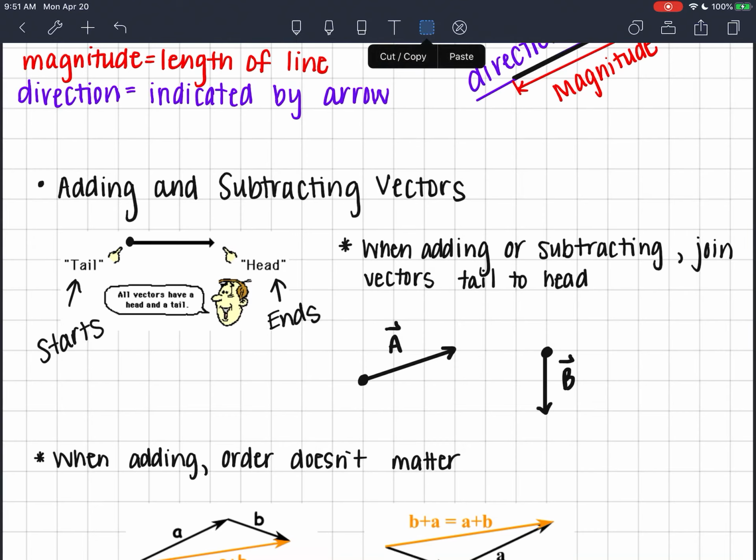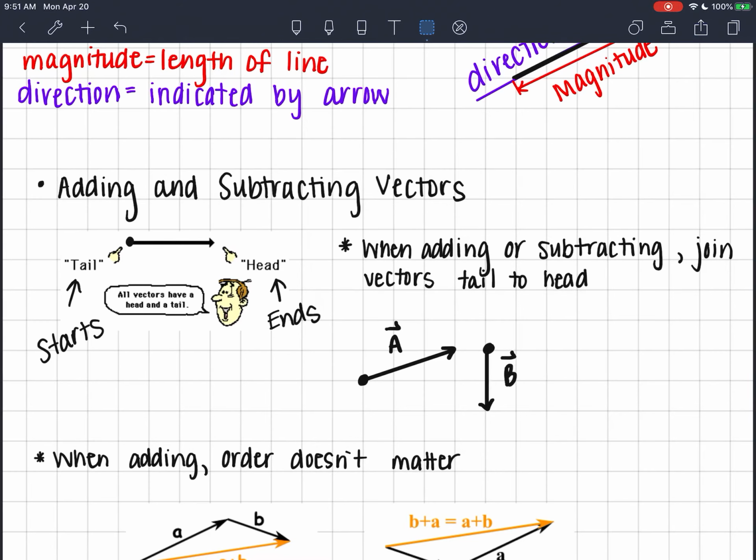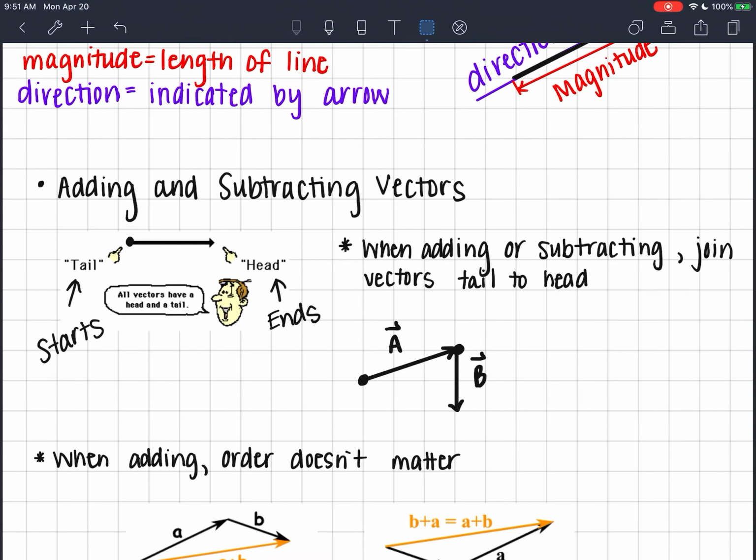Whenever we're adding or subtracting, we're always going to take our vectors and join them from tail to head. Let's say I was adding vector A and vector B, and I wanted to illustrate what that would look like on paper. I would have to take vector B and move it so that vector B's tail lines up with the head of vector A. So this works perfectly. We can see that I'm going from tail to head, from tail to head. And if I had more vectors, I could continue to do that. It's always a head attached to a tail, kind of like a human centipede type deal. Kind of gross, but it works.